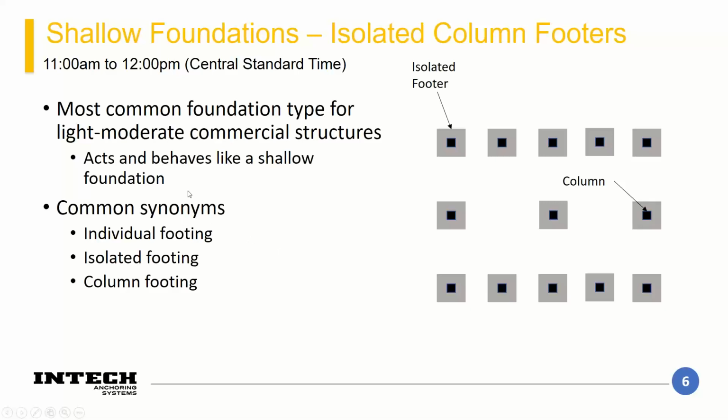So when you have these footers, they're basically isolated at each column location, and they're not typically tied together, but they can be, and we'll talk about that in a minute. But you'll see these referred to as many different things: individual footings, isolated footings, column footings. They're all referring to just these isolated concrete footings located at each column.